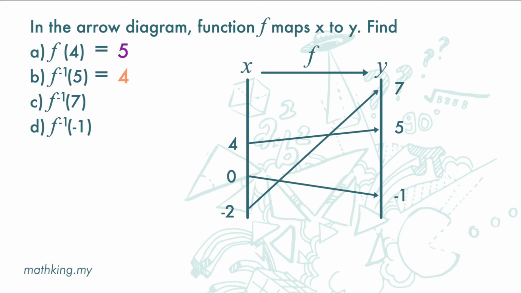C. Inverse function f of 7. Here the object is 7. And we reverse the direction of the arrow. And we get negative 2. D. Inverse function f of negative 1. Here the object is negative 1. And we reverse the direction of the arrow and we get 0.